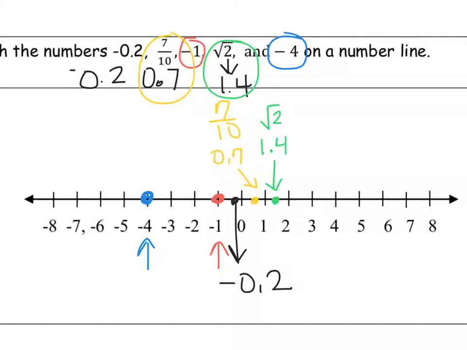So we've just put our numbers in order from least to greatest, even though we may not have realized it. So our smallest number is negative 4, then comes negative 1, then comes negative 0.2, next is 7/10, and the largest number on here is the square root of 2.